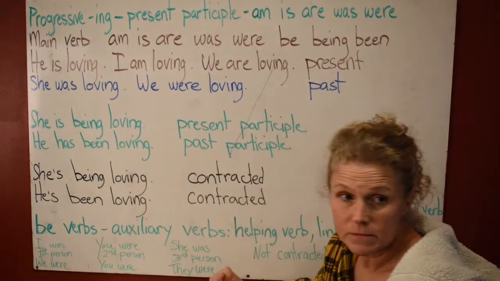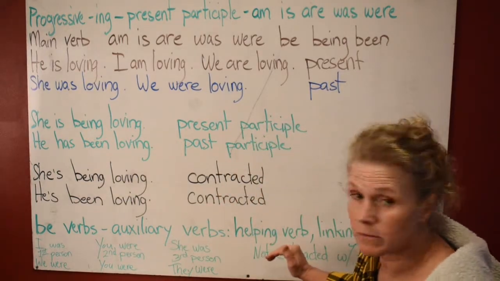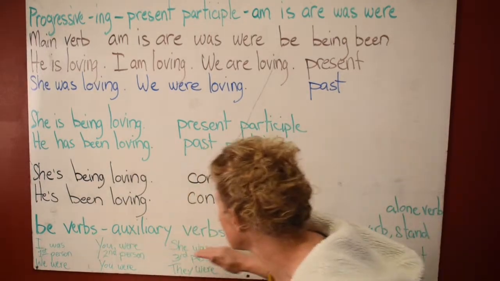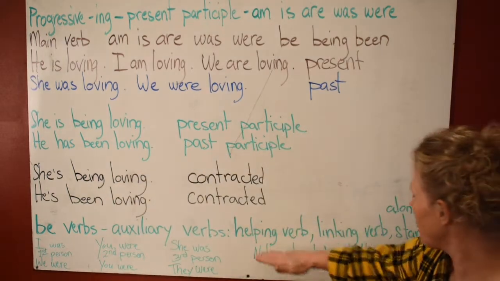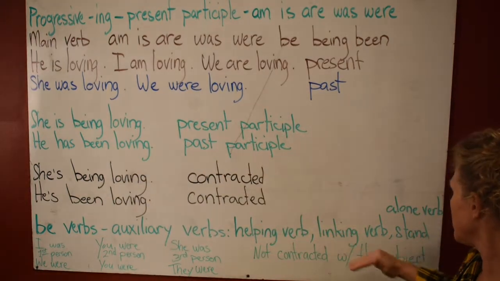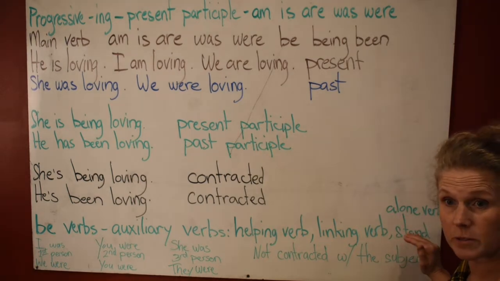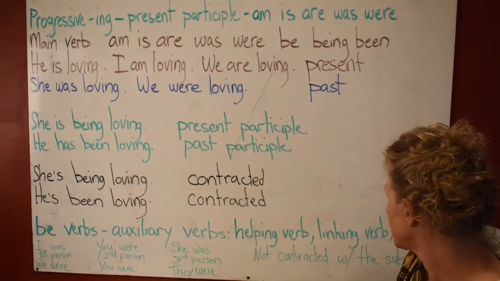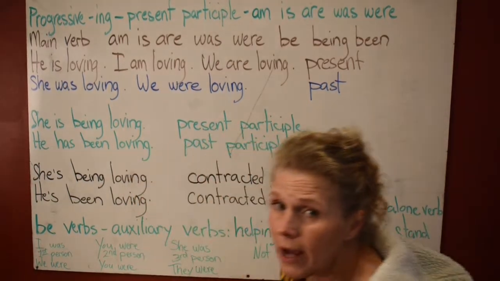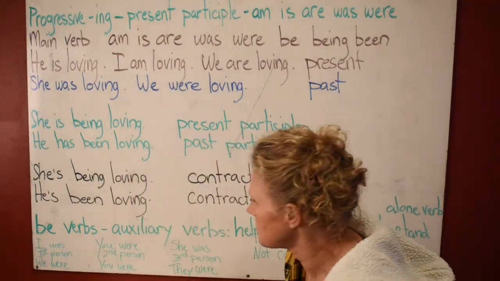Be verbs, they are auxiliary verbs, okay? Be verbs are auxiliary verbs. They are helping verbs, they are linking verbs, and they are stand-alone verbs. They're all three of those, okay? All right, so now let's zoom in right down in here.